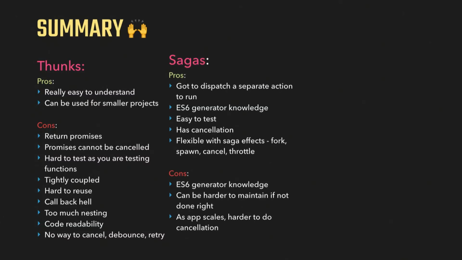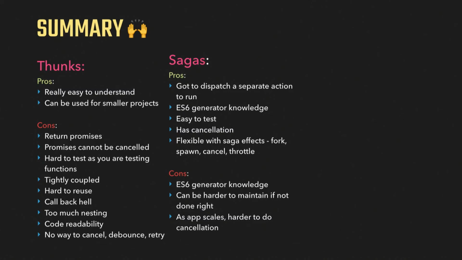Sagas, on the other hand, the pros are you get to dispatch a separate action. So in observables, it's going to filter through a list of actions. You can imagine as the application scales, you'll have hundreds and thousands of actions, if not more, and then it's going to filter them out. But in Saga, you need a separate action.